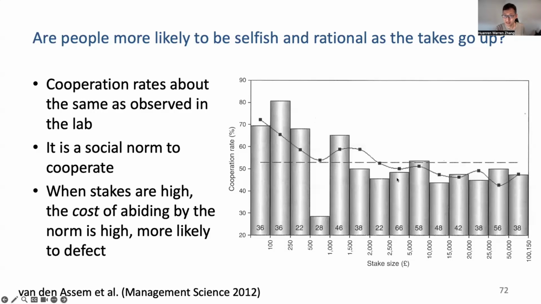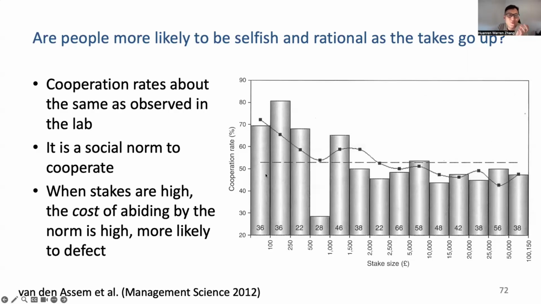Half of them actually decided to split, to cooperate. So here the average is about 45%, for example. So on average, cooperation rate is about 50%. So this addresses our concern. Even with high stakes, people are still willing to cooperate with each other.